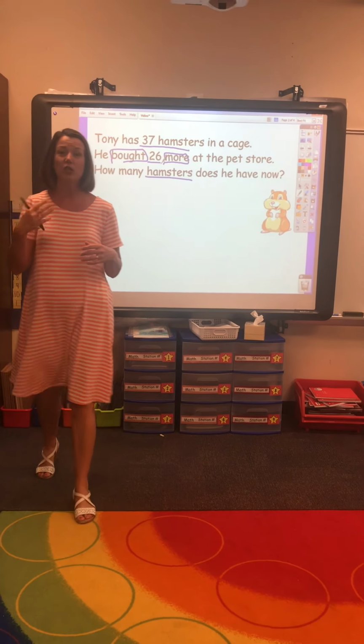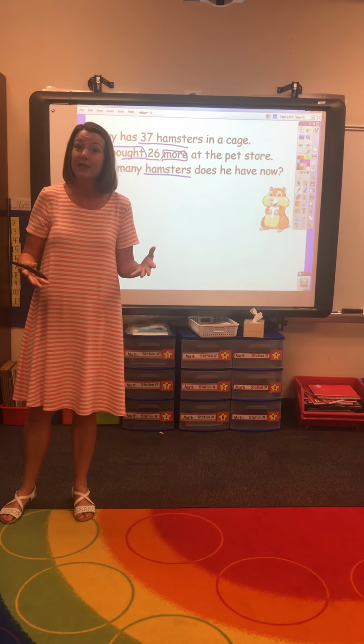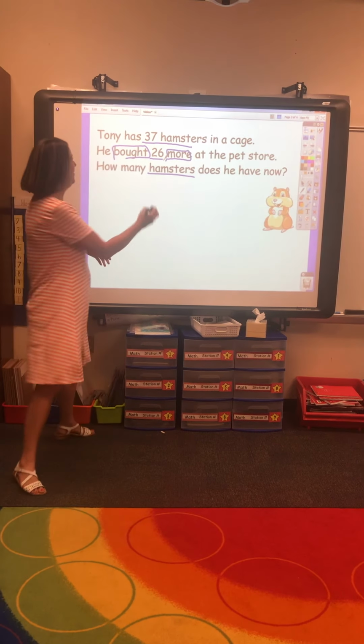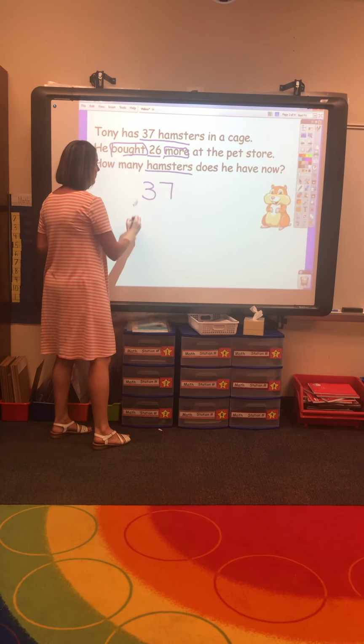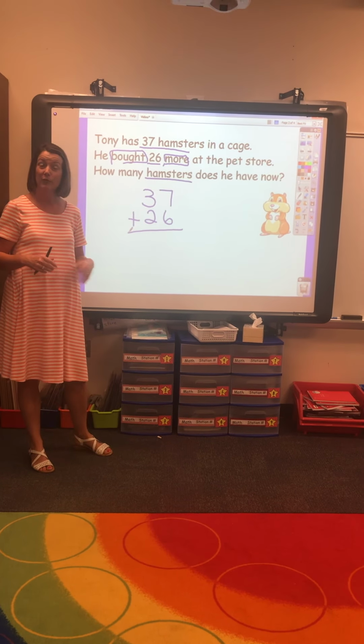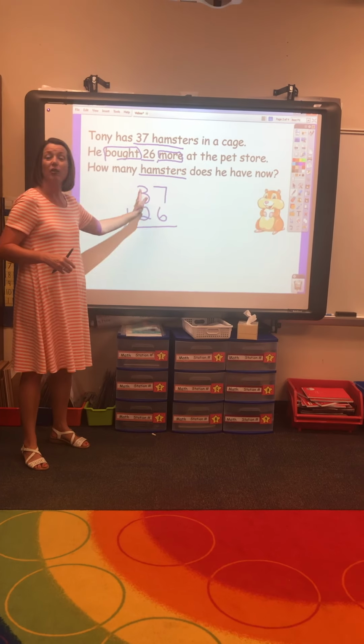And I always say to the children, if I bought them, do I have them? So if I have them, I would add them. And then we're going to stress to the kids about lining up place value. Make sure our 1s are with the 1s and our 10s are with the 10s.